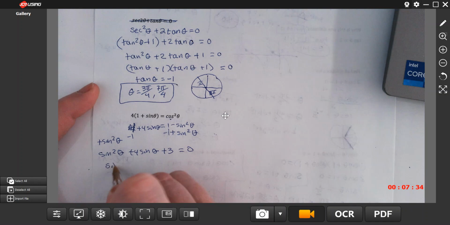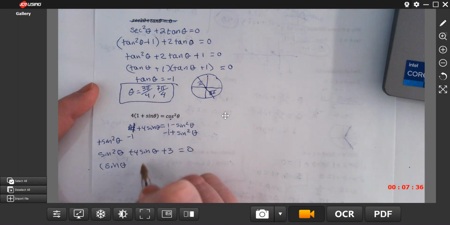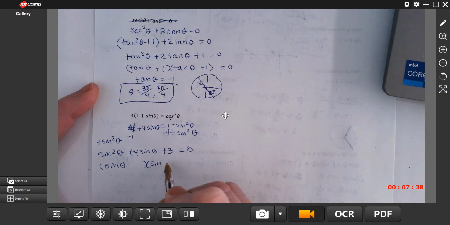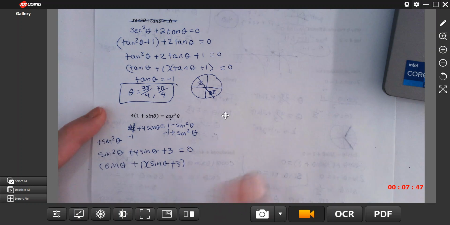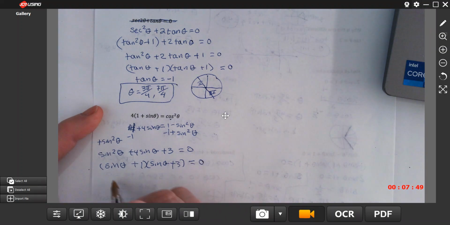This looks like it's quadratic and it factors, and it has only sines, so that's nice. And in order to multiply to 3, I need a 1 and a 3. And if I make them both positive, they add up to 4, so this is great. So now I have two expressions, sine theta plus 1 equals 0, and sine theta plus 3 equals 0. So sine theta equals negative 1.